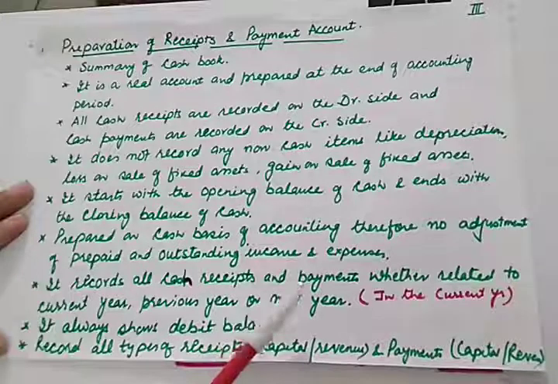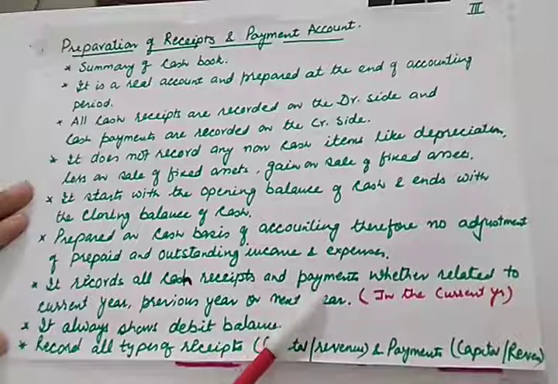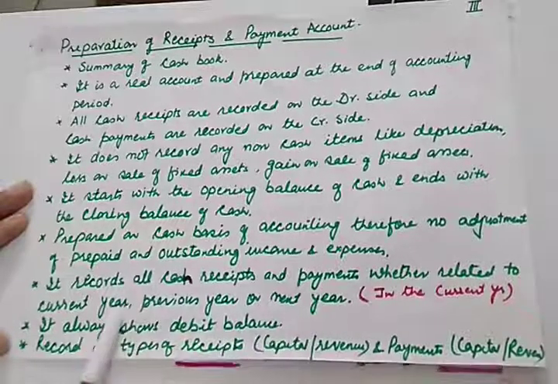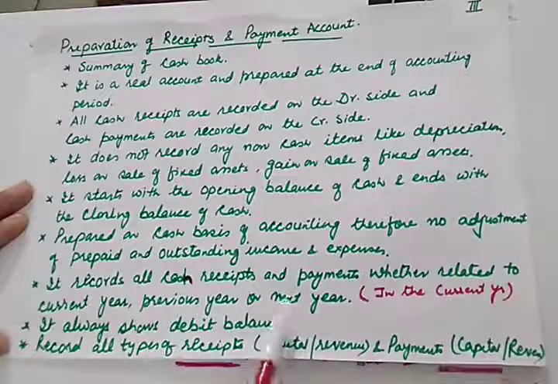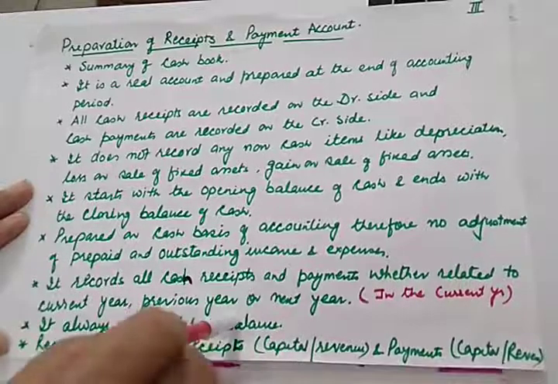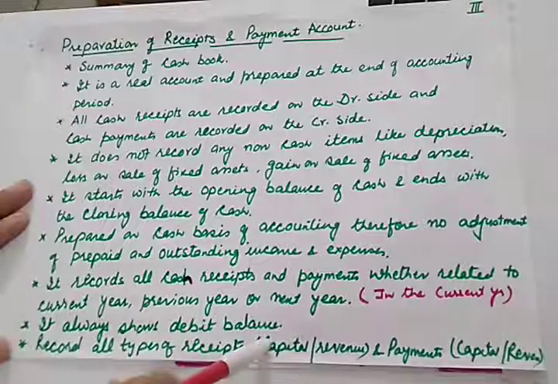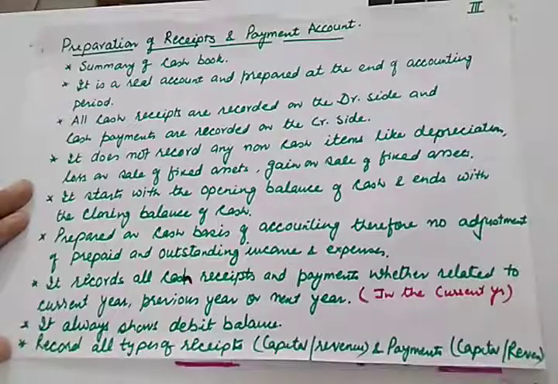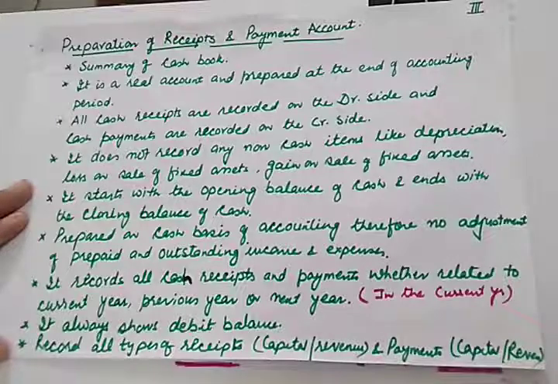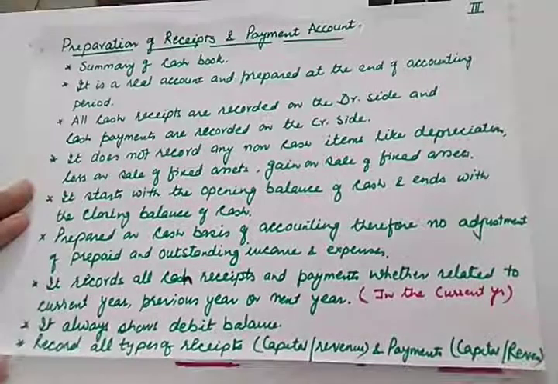All cash receipts and cash payments in the current year are recorded, whether these are related to the previous year, next year or current year. Whatever is received in the current year will be recorded. It always shows a debit balance. It records all types of receipts and payments, whether it's a capital receipt or revenue receipt. Likewise, all payments, whether capital or revenue payment.